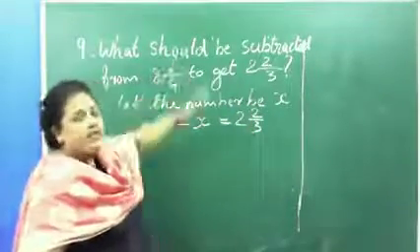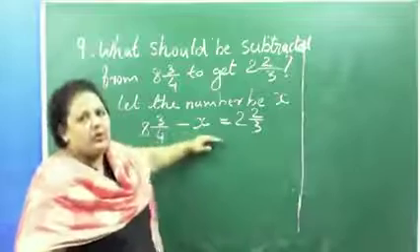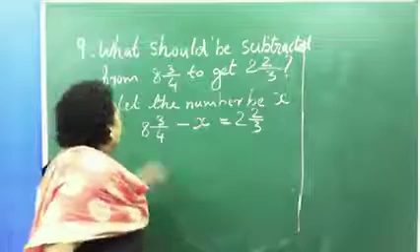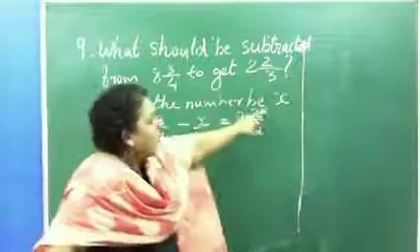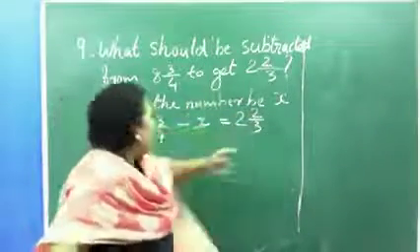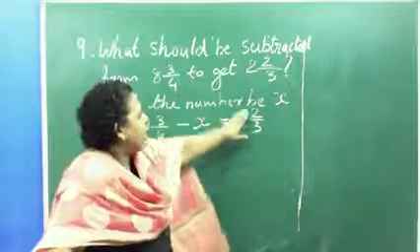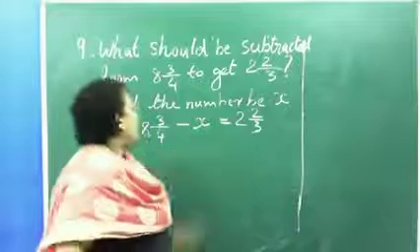Understand the question and then write it. It will be easy for you. Don't learn it by heart, understand how you have to do it. So here, let the number be x. We wrote that unknown number as x and that x is subtracted. So 8 3 by 4 minus x is equal to 2 2 by 3. Now, what do we have to do?